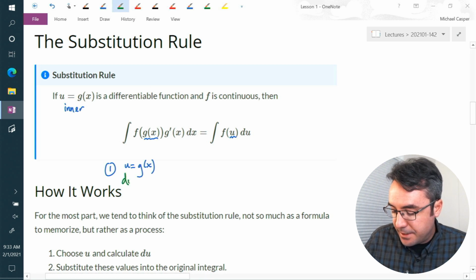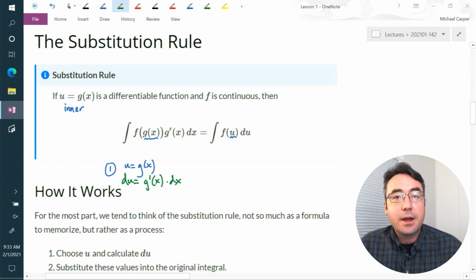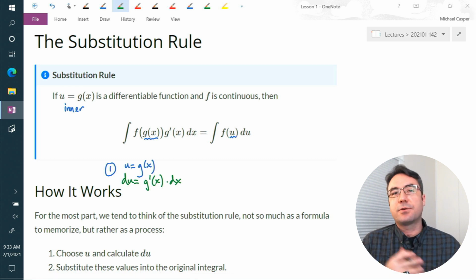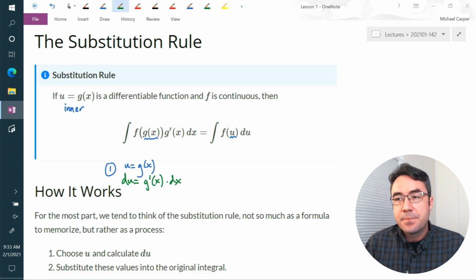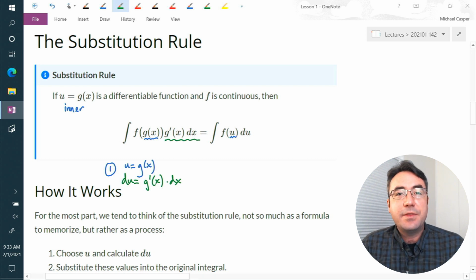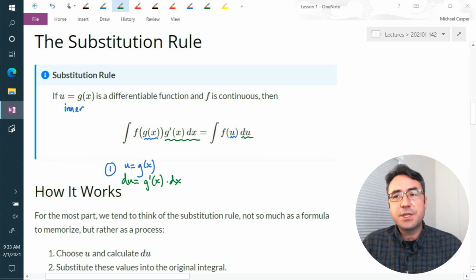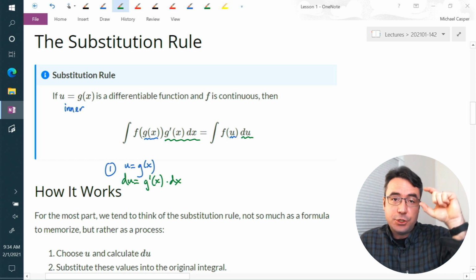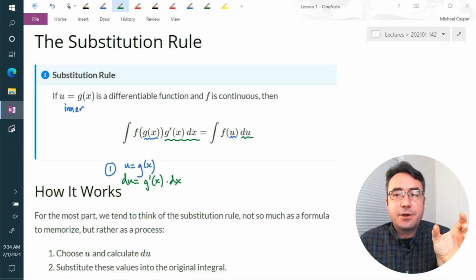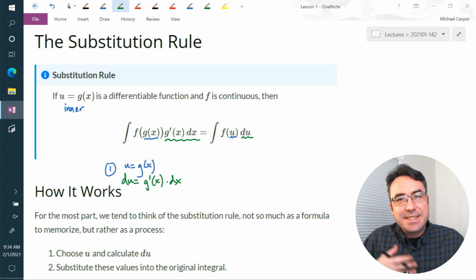And how we're going to calculate it is we're going to do the derivative of g and then multiply by dx. And so if we look up in our complicated integral on the left that we're trying to simplify, we see g prime dx right on the end here. And that's going to become our du. So substitution rule, basically we choose u, we identify our inner function, we calculate du, and then we put those pieces into our integral, and it simplifies it down.